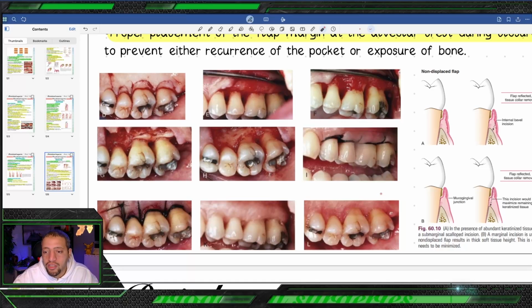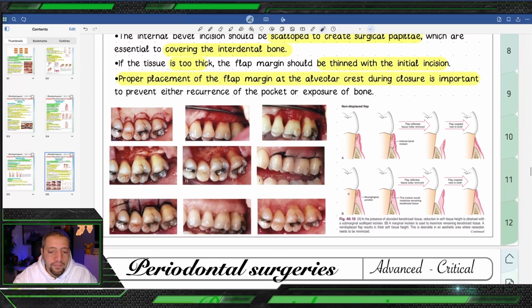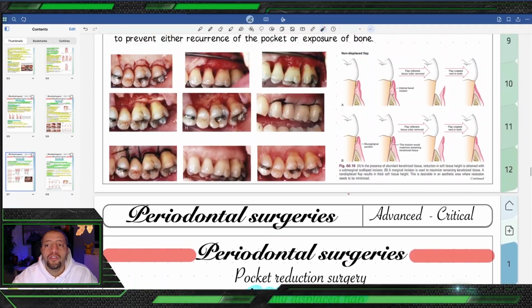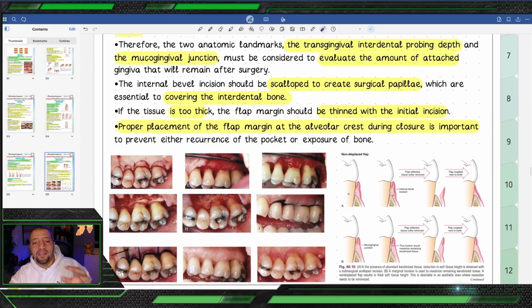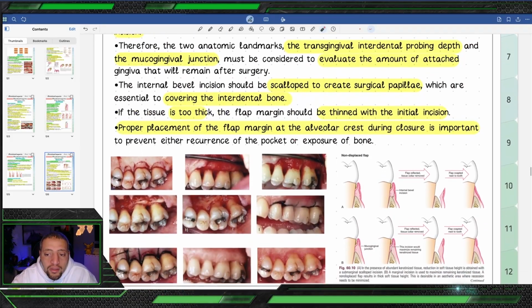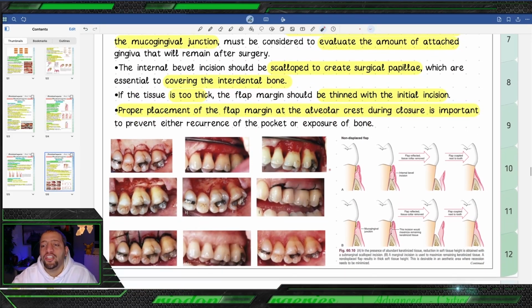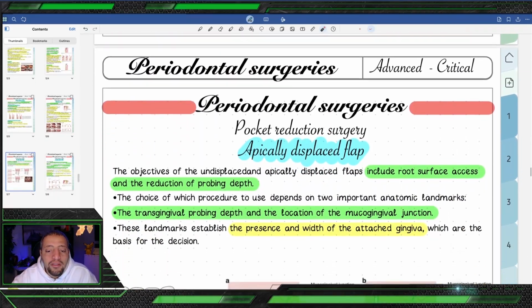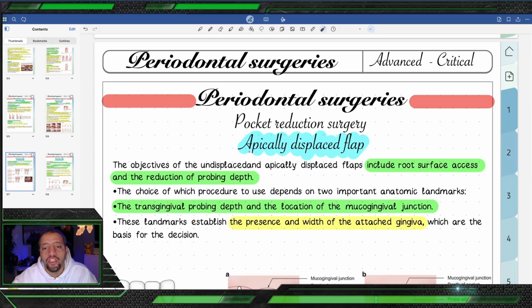And when you go to the contraindications of this technique, you see it's contraindicated in the anterior teeth, the esthetic area. Okay? So we did this technique, we removed the inflamed tissue. We did the internal bevel. Again, I'm trying to make the information easy for you: submarginal scalloped internal bevel incision, and we did it with adequate attached gingiva. Okay, how about if we don't have adequate attached gingiva? Then we are going to do an apically displaced flap.